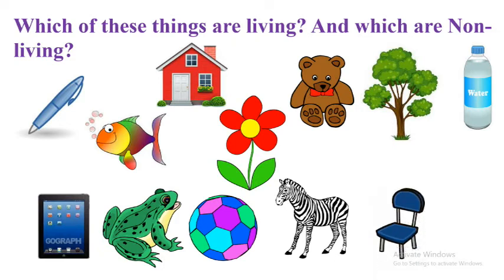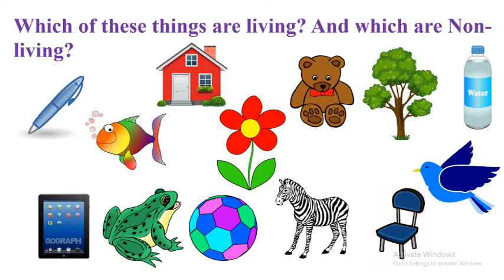Chair. Can you guess if a chair is a living thing or not? Of course, it is a non-living thing because a chair cannot grow, cannot move on its own, and has no need to eat or drink. That's why the chair is a non-living thing.